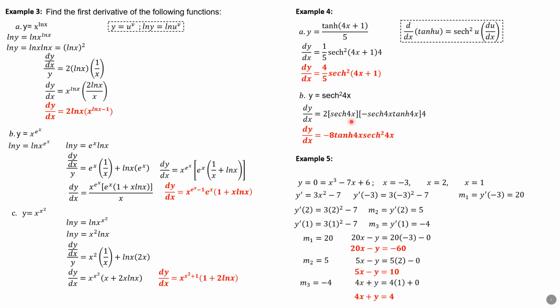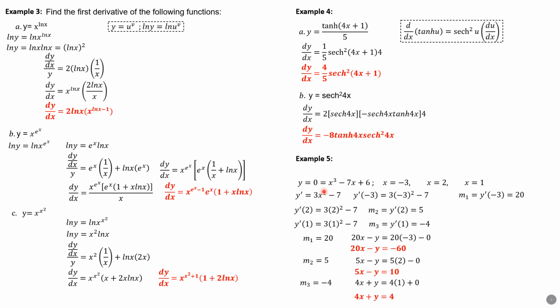Derivative of secant hyperbolic of 4x, or u, is negative secant hyperbolic 4x tangent hyperbolic 4x. Then finally, derivative of 4x, which is 4. Simplifying, that's negative 8 tangent hyperbolic 4x, then secant hyperbolic squared of 4x.